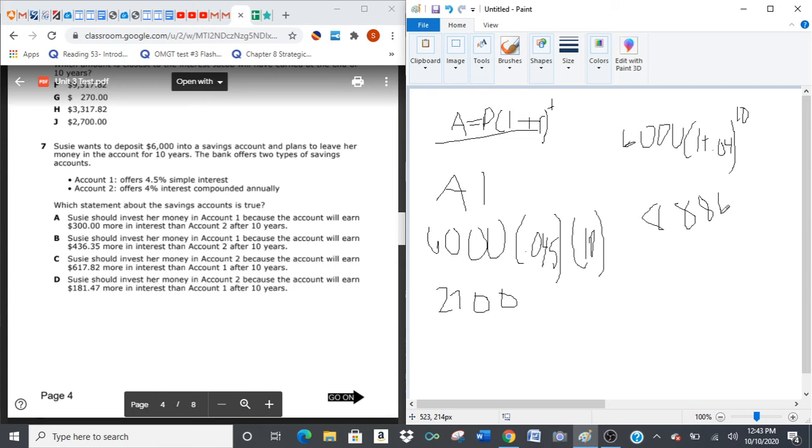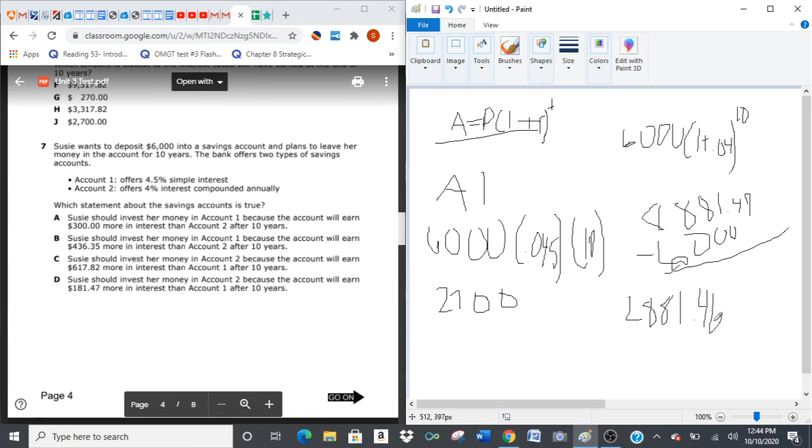Now, remember that compound interest, when you multiply all this, it finds you the total amount. So in order to find the interest, what are we going to have to do? We're going to have to subtract the principal. So I'm going to subtract 6,000 from it, and I get 2281, excuse me, 2881.